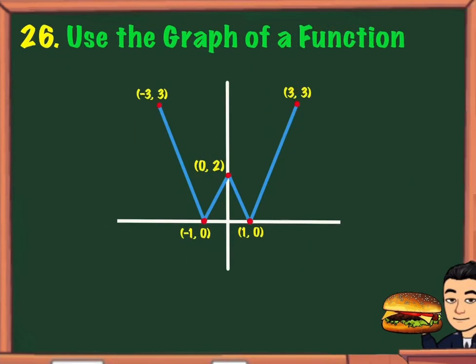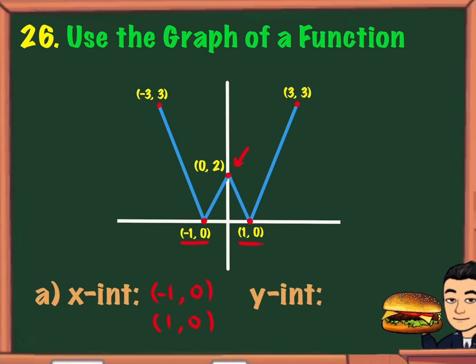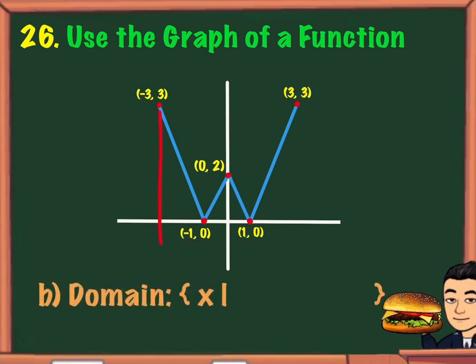So let's take a look at number 26. For letter A, the x-intercepts are -1, comma, 0, and +1, comma, 0. So this is the y-intercept, which is 0, comma, 2. So the domain is from x equals to -3 to x equals to +3. So you're going to write -3 less than or equal to x less than or equal to +3.